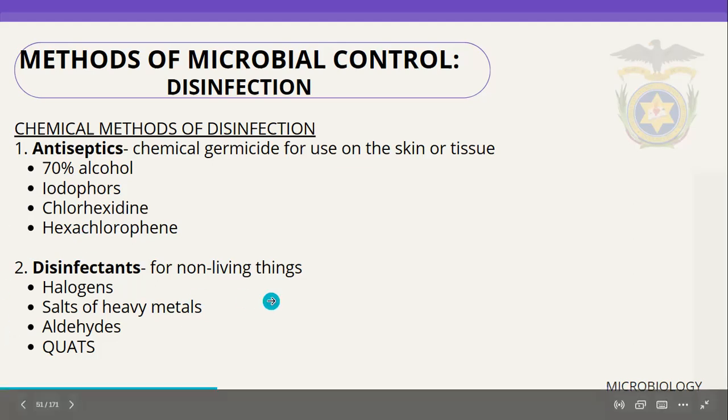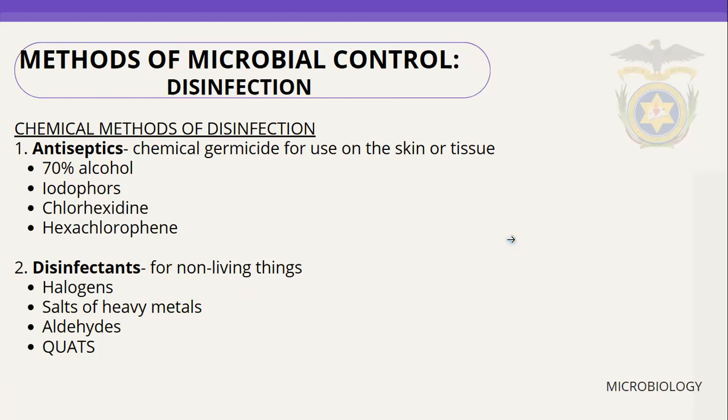Now, our disinfectants, and these are for non-living things. The examples here are halogens, salts of heavy metals, aldehydes, and quats. Examples of quats are benzalkonium chloride or zephiran. Also take note, guys, that Pseudomonas aeruginosa grown in ammonium acetate media are resistant to quats. And the last one is our phenolics.